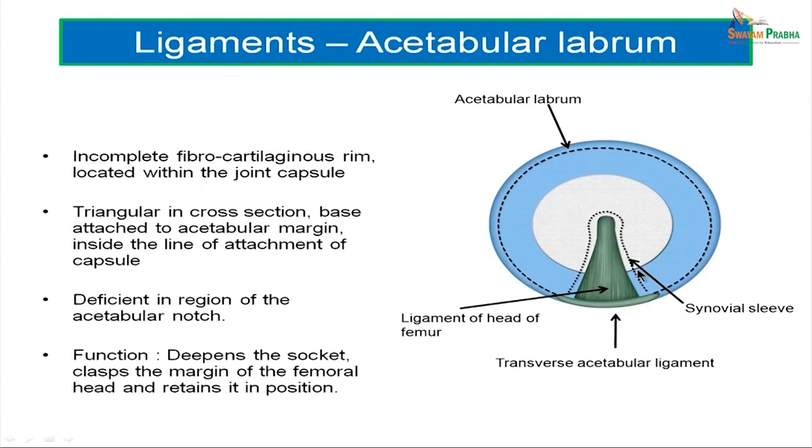Coming to the next ligament, the acetabular labrum. The acetabular labrum is a thin fibrocartilaginous rim which is located within the joint capsular attachment. It is triangular in cross section. The base is attached to the acetabular margin inside the line of attachment of the capsule. The acetabular labrum is deficient in the region of the acetabular notch, and the main function of this ligament is that it clasps the margin of the femoral head and retains it within the joint capsule. So that is about the acetabular labrum.